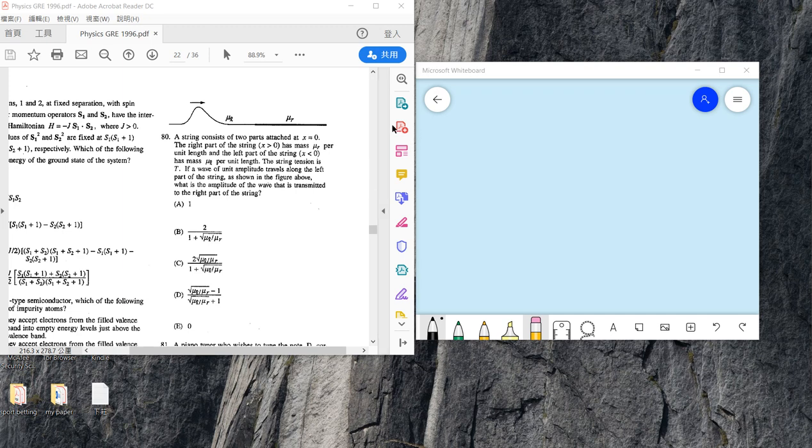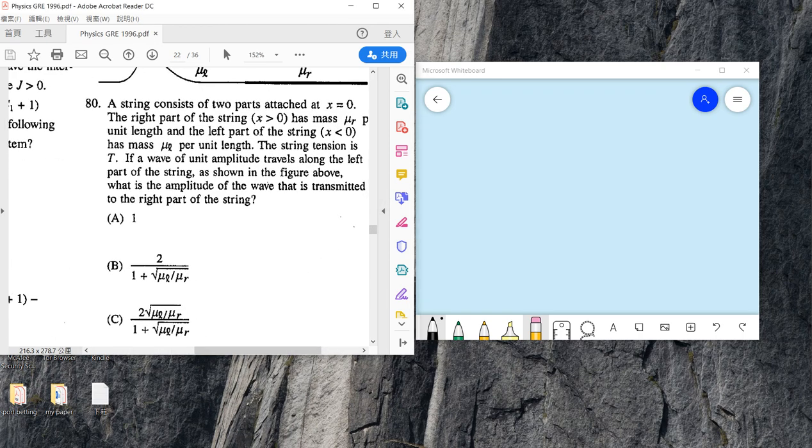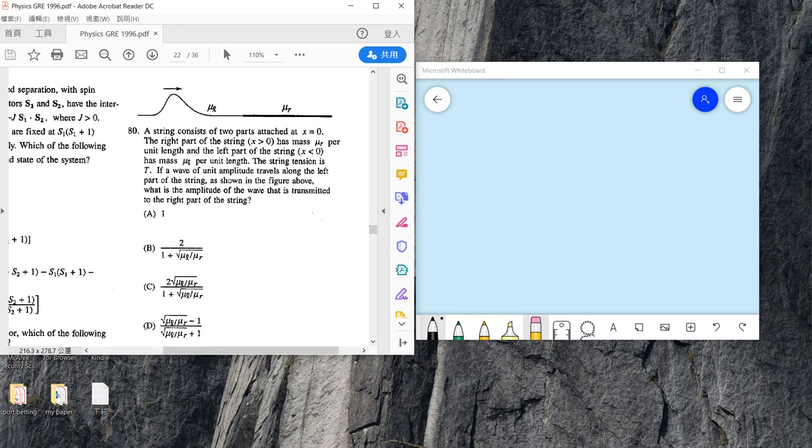So AD says the string consists of two strings, mu G and mu L, and there's a wave in. It asks what amplitude is transmitted to the right. I suggest that in the test you don't have any time to compute it. So the fast way is to just use your common sense. If mu R is equal to mu G, then the transmission should be 1.